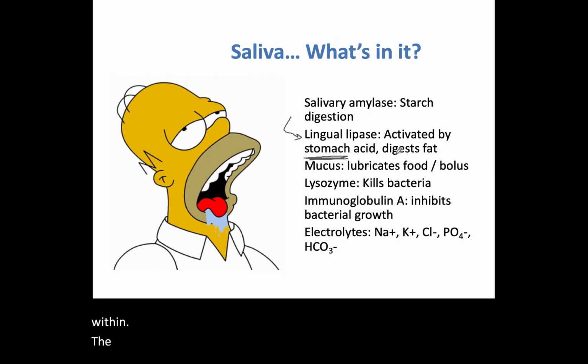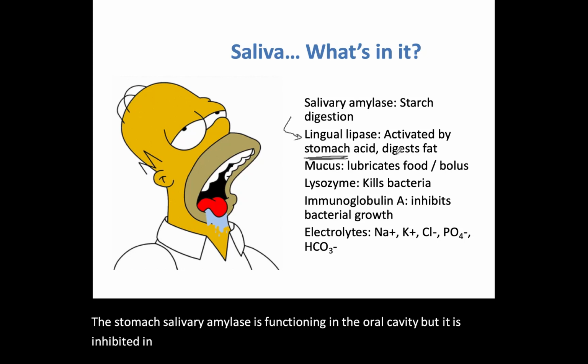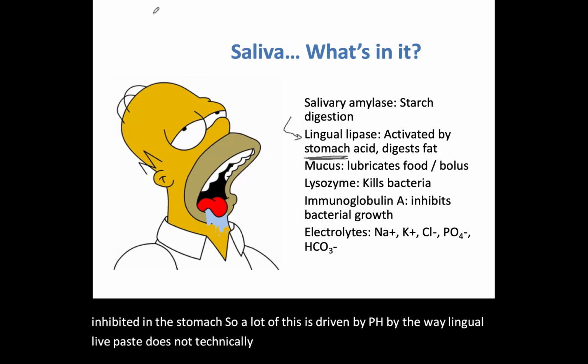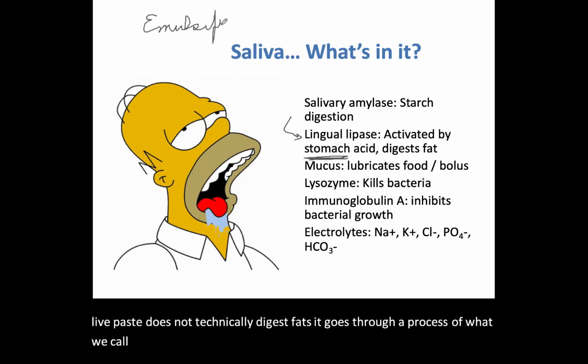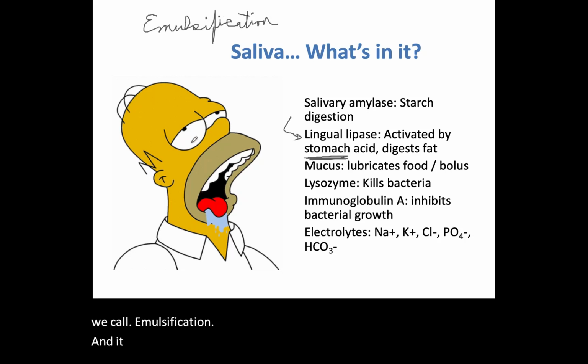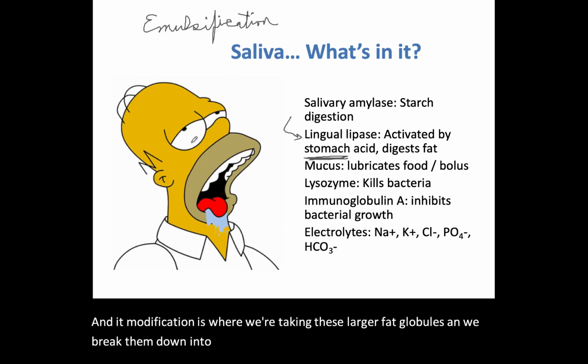Right? Salivary amylase is functioning in the oral cavity, but it is inhibited in the stomach. So a lot of this is driven by pH. Right? By the way, lingual lipase does not technically digest fats. It goes through a process of what we call emulsification. And emulsification is where we're taking these larger fat globules and we break them down into smaller fat globules.